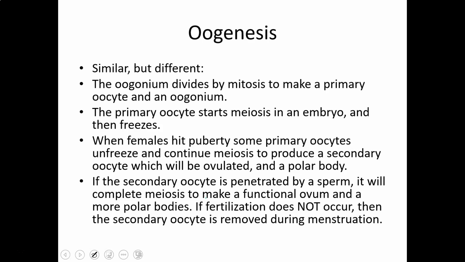So here's the process. The oogonium still divides by mitosis, and when it does that, it makes another oogonium and something called a primary oocyte, which is analogous to the primary spermatocyte. The primary oocyte starts the process of meiosis before a woman is even born, and then it freezes. And then when she hits puberty, 12 years later or however long it is for her to hit puberty, that primary oocyte will unfreeze and start the process of meiosis back up.